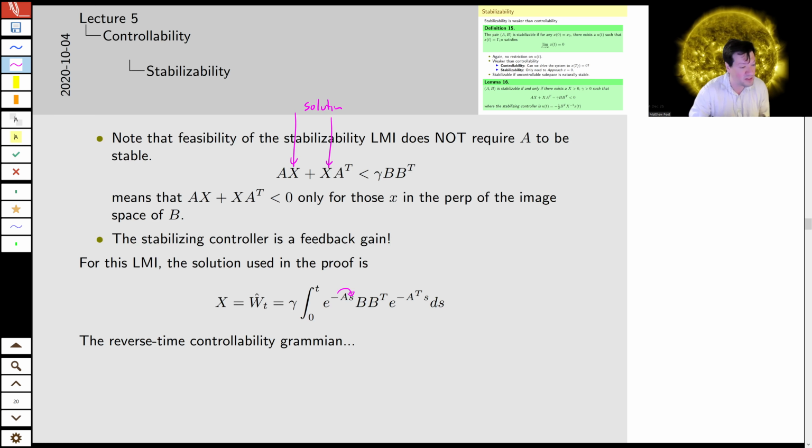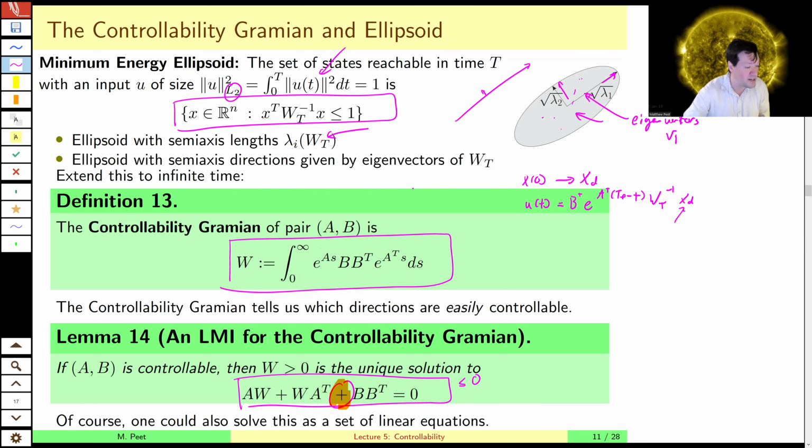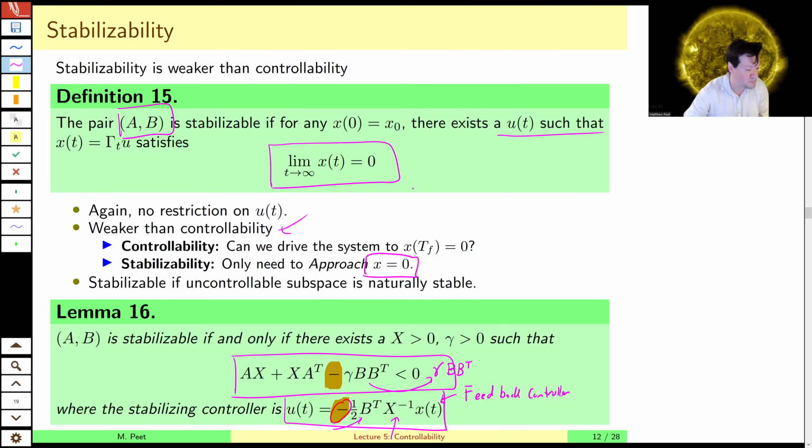It's the opposite effect, which makes sense. Instead of going from 0 to a point in the state space, we're going from a point in the state space to 0. So it's sort of the reverse of the original controllability Grammian. So the solution to this, of course, you can't use that to get the controllability Grammian. It's a different solution entirely.